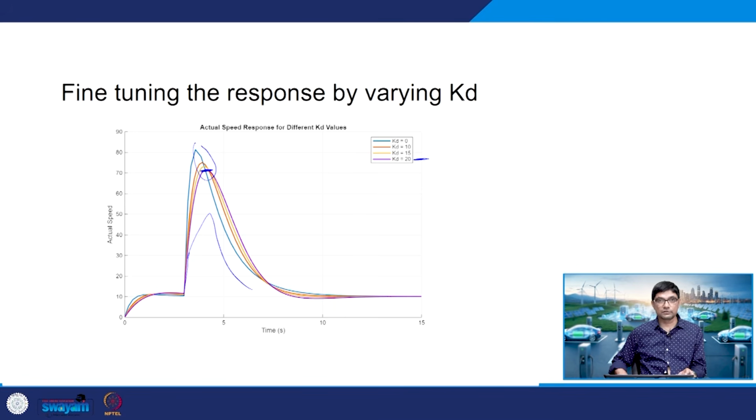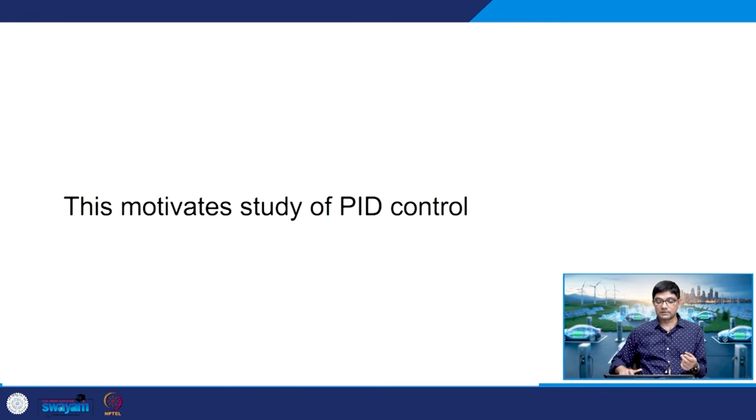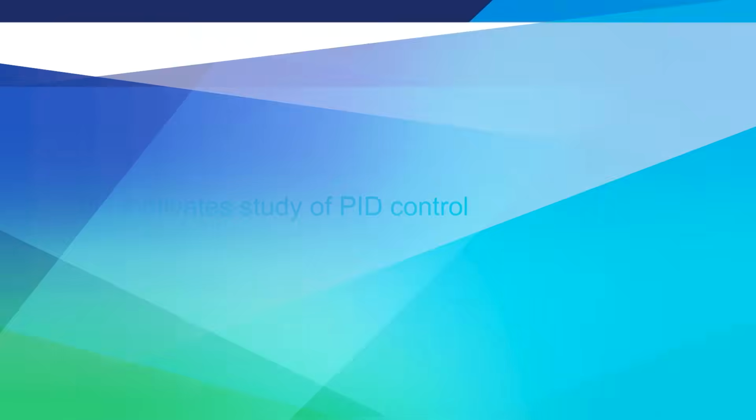So these three actions which we did, we just increase or decrease Kp, then we added an integrator Ki by S, and then we added a derivative component S times Kd, which now motivates our study for PID control, which we will do in the next section of this lecture.